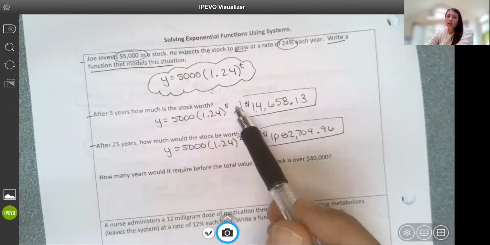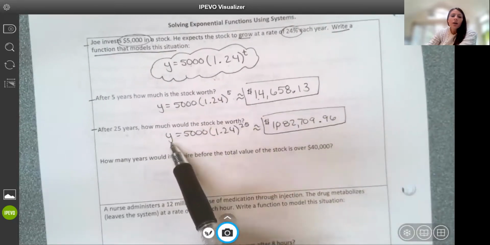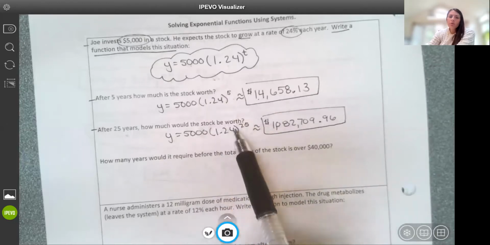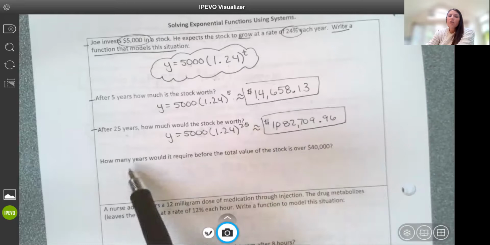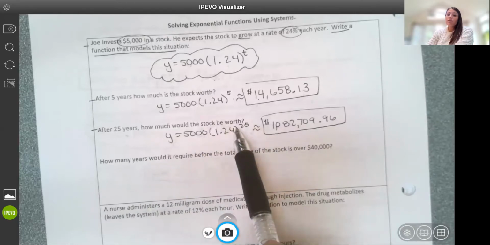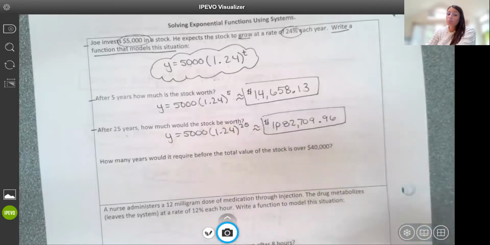$14,658.13, and you would have had to plug this into your calculator. And after 25 years, we're over $1 million, okay? So that's what we've done with these so far. Now it gets trickier if it gives you a y value and it asks you to find the exponent, the time period.